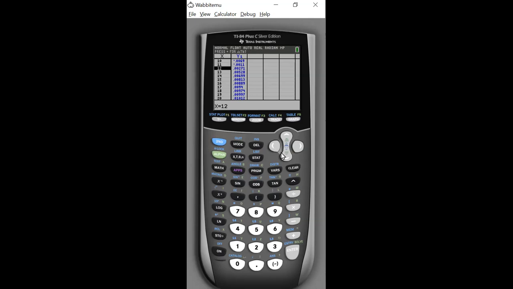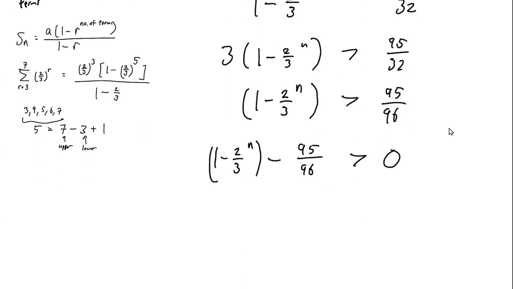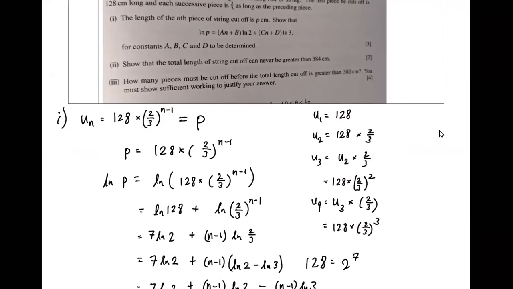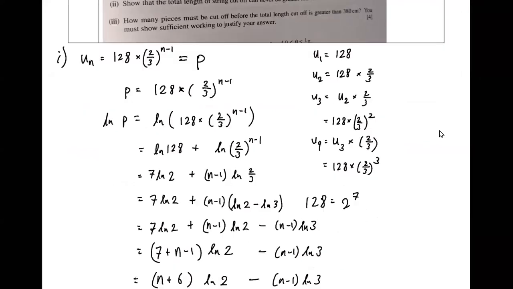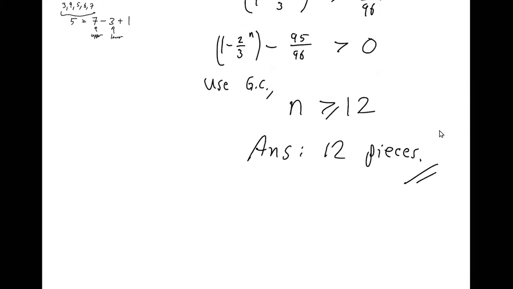Right over here. 12. So go back to the screen, and we get the smallest value of n is 12. So you just say using GC, n more than or equals to 12. Sorry, starting from 12. So what is the final answer? How many pieces must be cut off before the total length cut off is greater than 380? So the answer is 12. 12 pieces must be cut off.